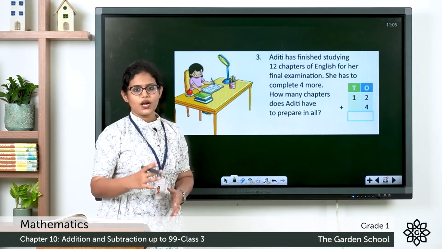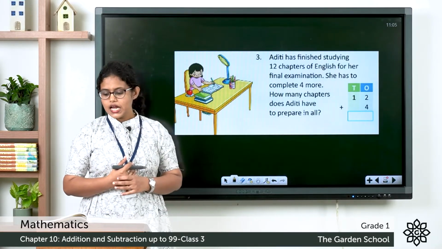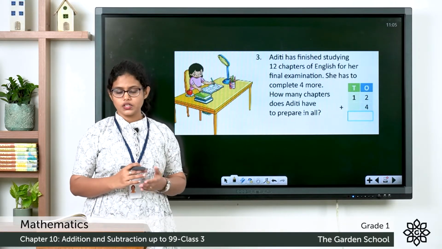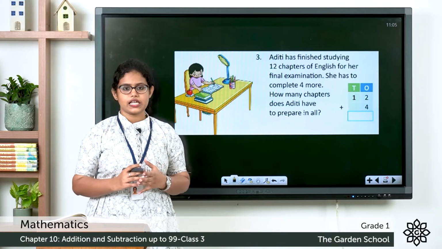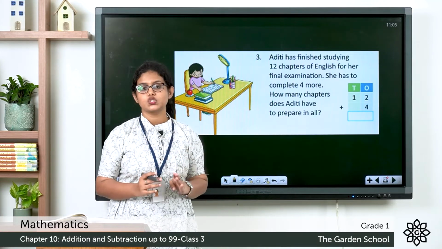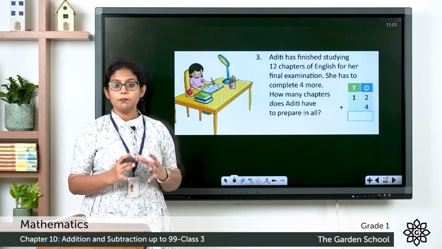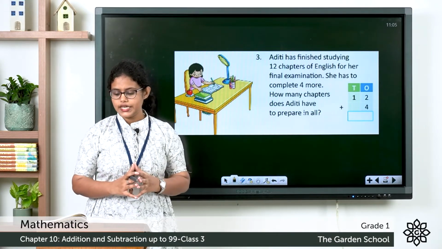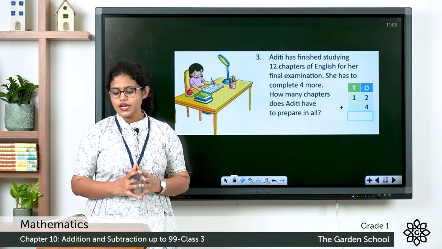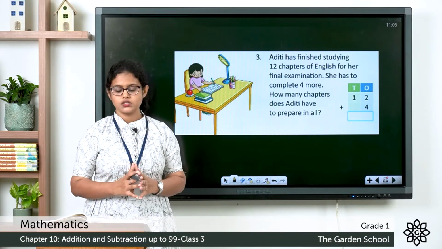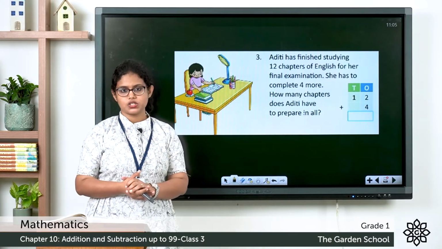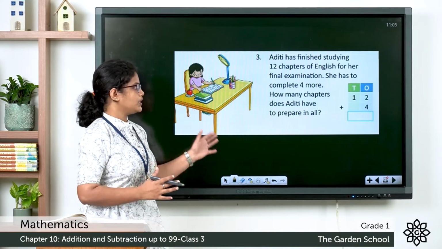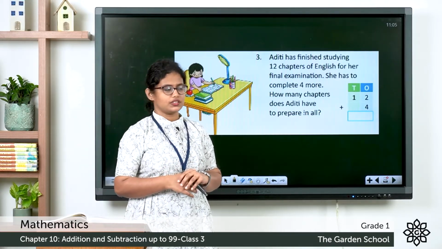So we have one more story sum. Aditi has finished studying 12 chapters of English for her final examination. How many chapters? 12. She has to complete 4 more. How many chapters does Aditi have to prepare in all? So you need to find the total number of chapters Aditi wants to prepare. So you need to add them together.